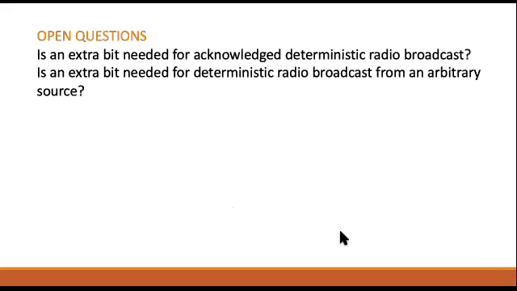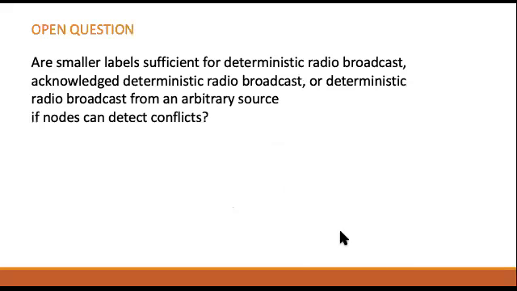An open question that remains is whether an extra bit is needed for acknowledged broadcast or for broadcast from an arbitrary source. Finally, suppose that nodes can detect conflicts. This means that if 2 or more neighbors of a node transmit in the same slot, then the node receives a special conflict message instead of receiving nothing. Can broadcast, acknowledged broadcast, or broadcast from an arbitrary source be performed using smaller labels or fewer slots in this model?